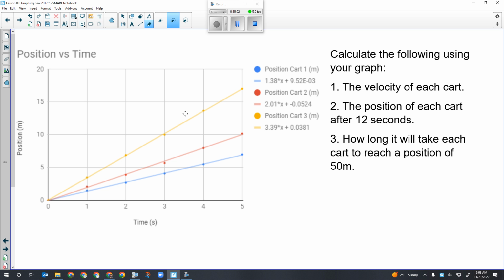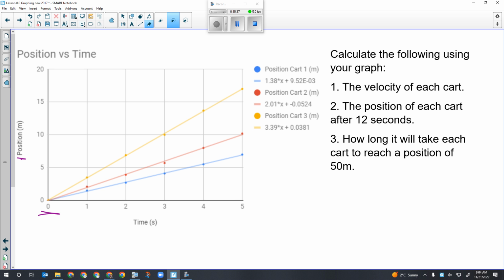I could calculate the final position of the object. I would know its initial position because it's actually on the graph, specifically, it's in the equation. What part of the equation tells me the initial position of the object? B. Because what is B? B is the y-intercept, and the y-intercept is the value of y, the position, at time 0. So the initial position is B.